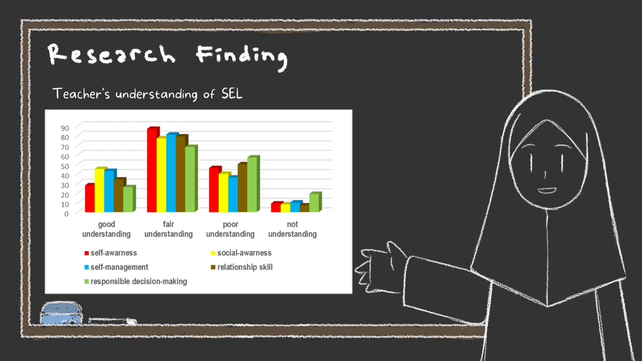Research findings. Teachers' understanding of SEL. Teachers' understanding of social emotional learning is quite good. The aspect that teachers understand the most is self-awareness, while the most difficult for teachers to understand is responsible decision-making. Most of the teachers said that they had never received any training on social emotional learning. They learned it in college first.